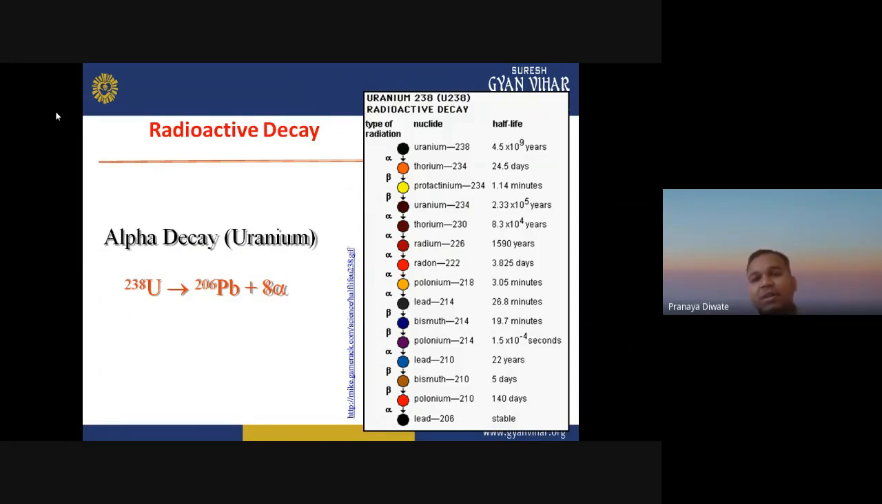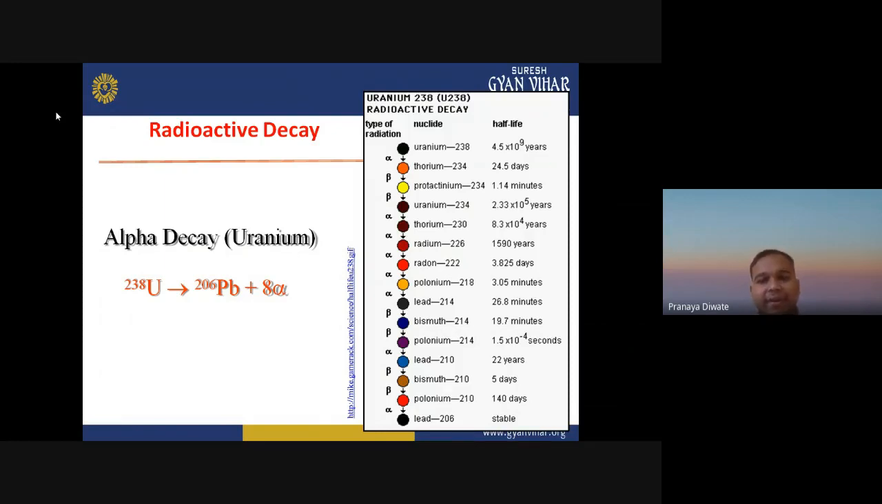What kind of decay is this? It is alpha decay. First, uranium 238 undergoes alpha decay and converts to thorium 234, which takes around 4.5 times 10 to the power 9 years. This is the half life. Then this is converted to thorium, which takes around 24.5 days. Then you have protactinium and uranium 234, which take millions of years again.